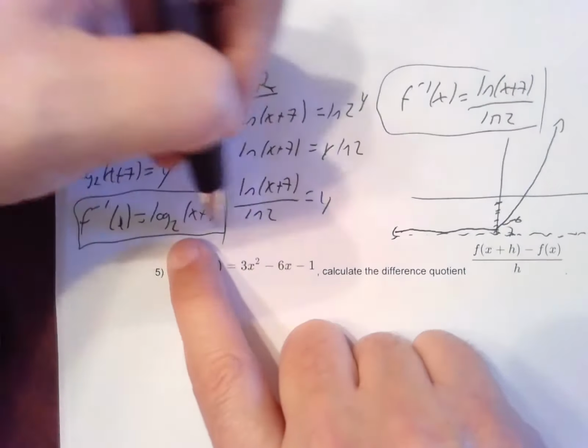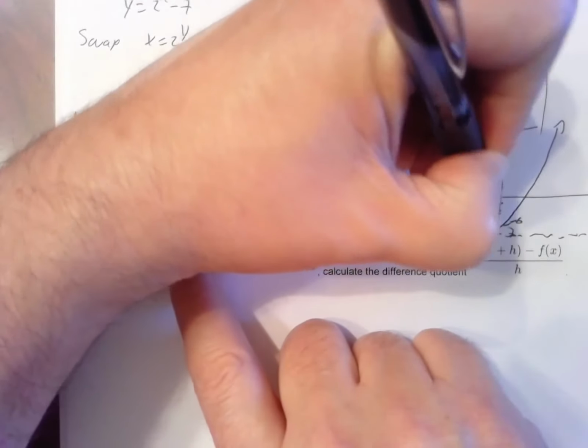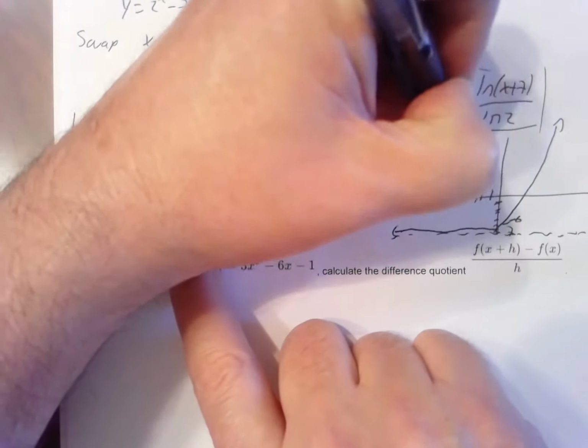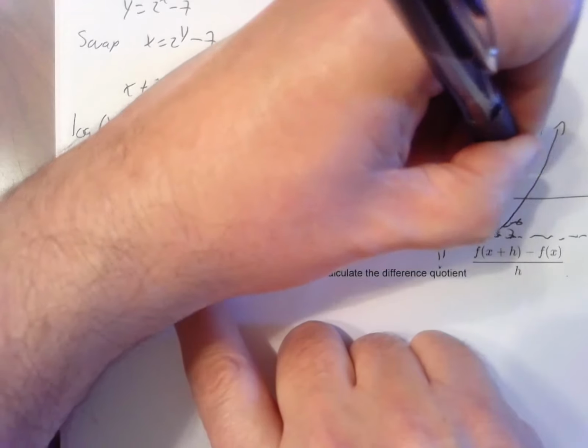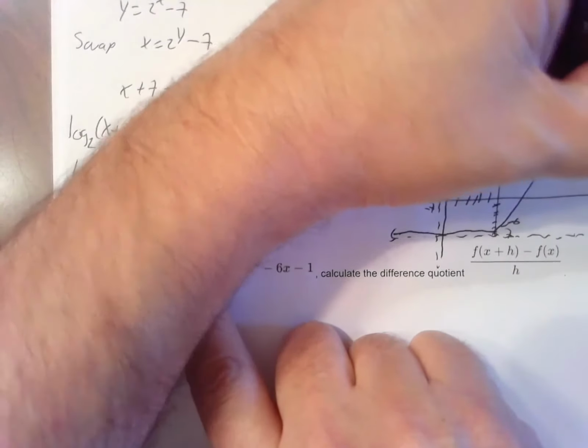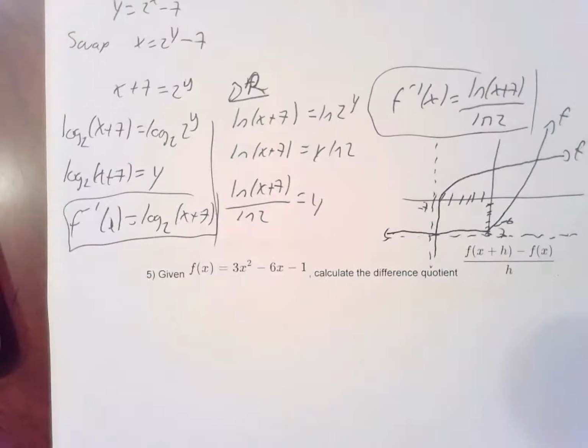Okay, this guy, log base 2, normally goes like this, goes through the point 1, 0, has an asymptote at 0, but it's been scooted backward 7. Now it'll have an asymptote here at negative 7, and it'll go through negative 6 and look like this. So here's f inverse.